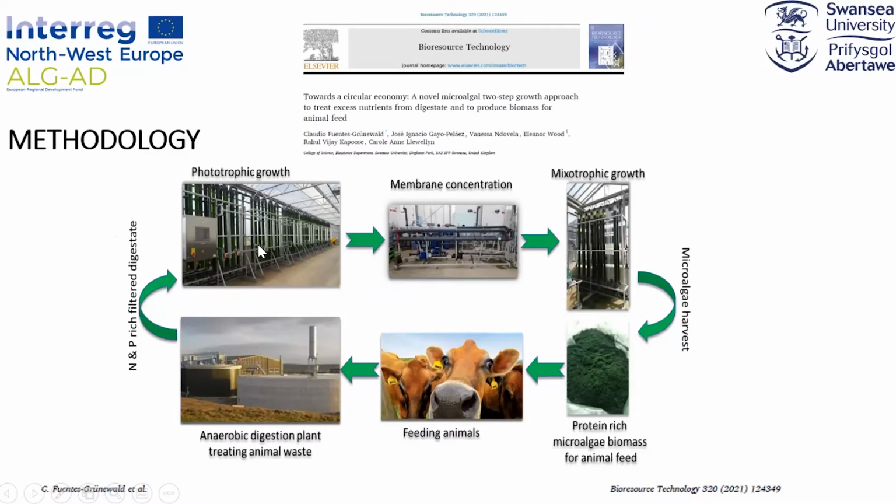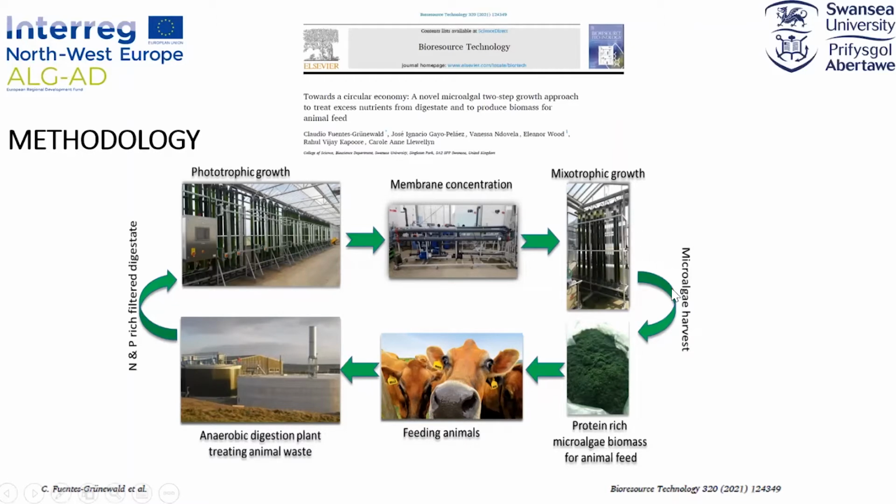So when we reach a desirable density in the phototrophic growth, we use the membrane in order to concentrate the algae, and after that we use that concentrated algae to put in the mixotrophic module. So basically in this mixotrophic model, we add organic carbon. We tested different carbon sources, and we gave them the light and the optimal conditions in order to grow.